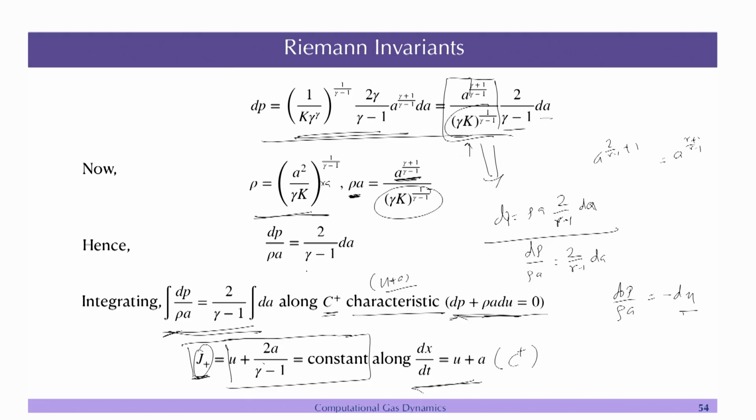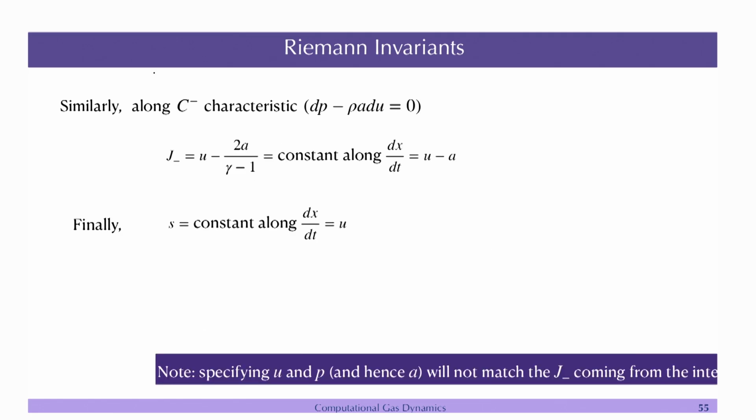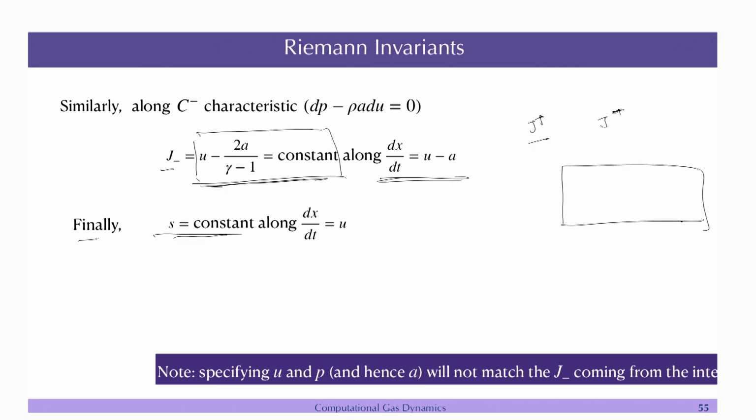Similarly, if you do along C minus, that will be dp minus rho a du equal to 0, and that will give you another relation which is u minus 2 a by gamma minus 1 equal to constant, okay, which is called J minus. And finally, you already have h equal to constant along dx by dt equal to u. So, we got two Riemann invariants, J plus and J minus, and they are constant along these lines. So, whenever you have dx by dt equal to u, a, let us say you are talking about this inlet here, there is u minus a, there is u plus a and there is u, right.